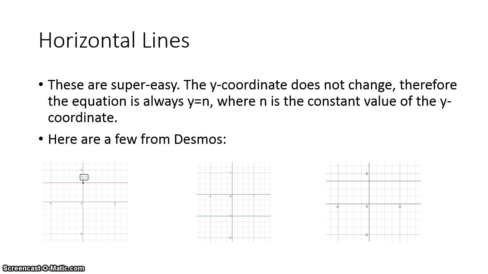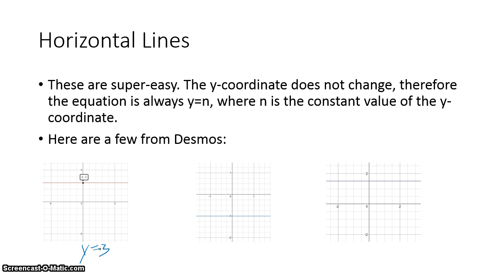First of all, we've got horizontal lines. These are super easy. I'm not kidding when I say that. The y-coordinate doesn't change, therefore the equation is always just y equals a number, where the number is the constant value of the y-coordinate. Here you can see I've got a horizontal line going through y equals 3. So what's the equation of the line? Y equals 3. It's that easy.